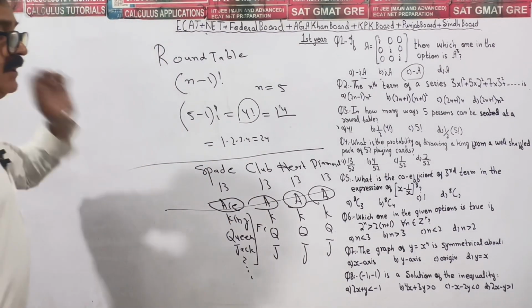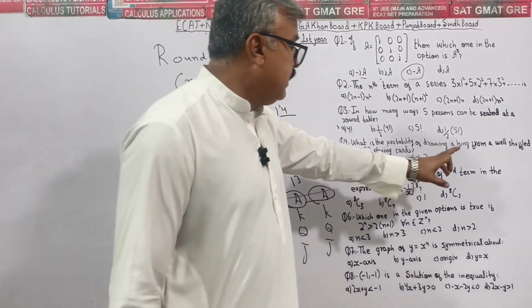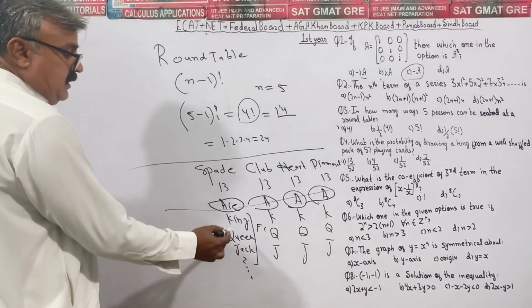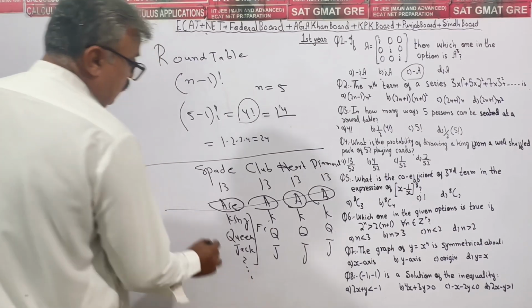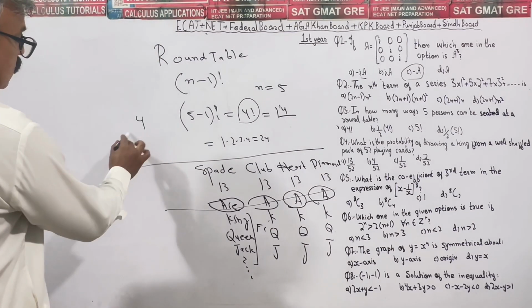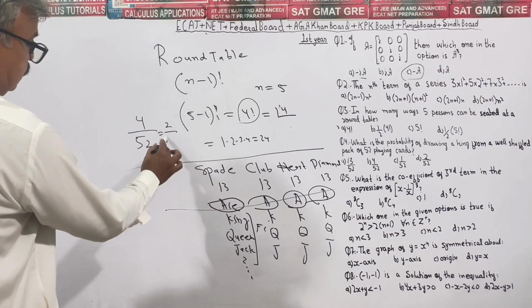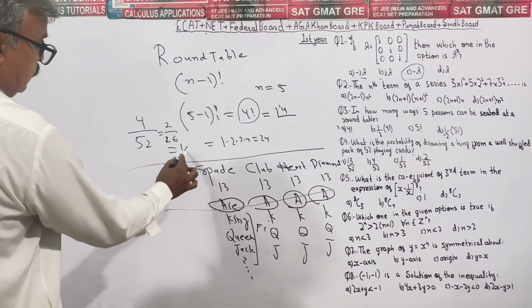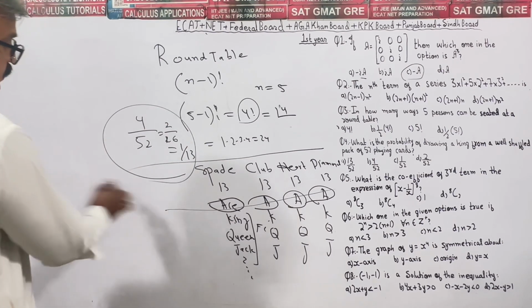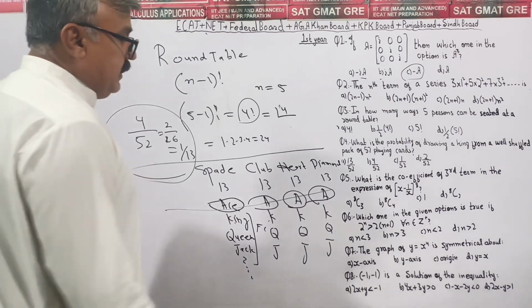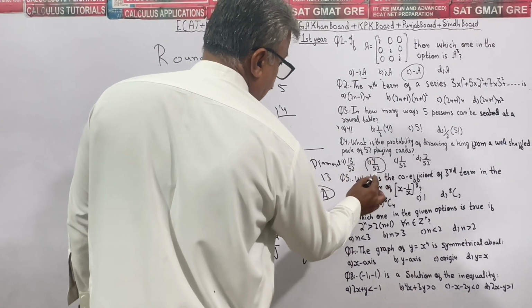We are asked to find what is the probability of drawing a king. How many kings are there? 4 kings. 1, 2, 3, 4 over 52. One can apply the table: 2 over 26 or 1 over 13. 1 over 13. So our answer, it has left here 4 over 52.